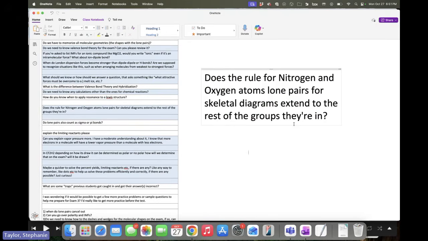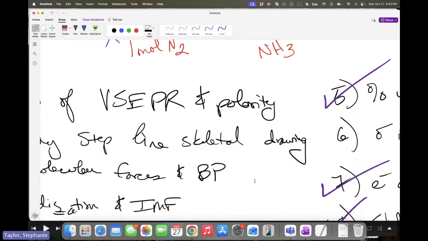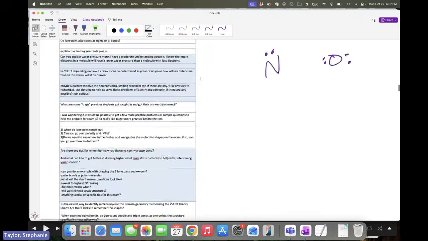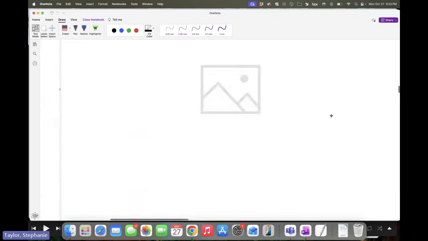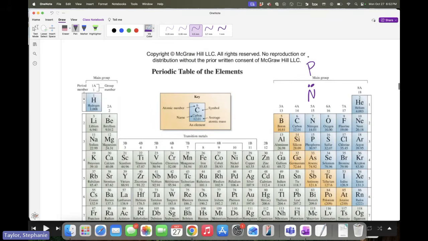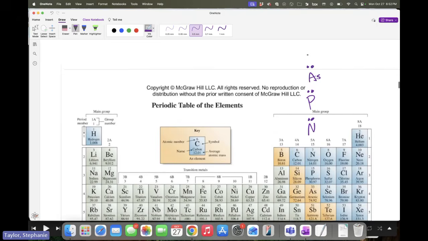Does the rule for nitrogen and oxygen atom lone pairs for skeletal diagrams extend to the rest of the groups they're in? What they mean by that is nitrogen gets one lone pair, oxygen gets two lone pairs, and as far as the rest of their families, where did my periodic table go? Yay, I found it. We do assume that that applies to everything else in the same family. So nitrogen getting a lone pair, we also assume that applies to phosphorus getting a lone pair, to arsenic getting a lone pair, I suppose antimony as well.